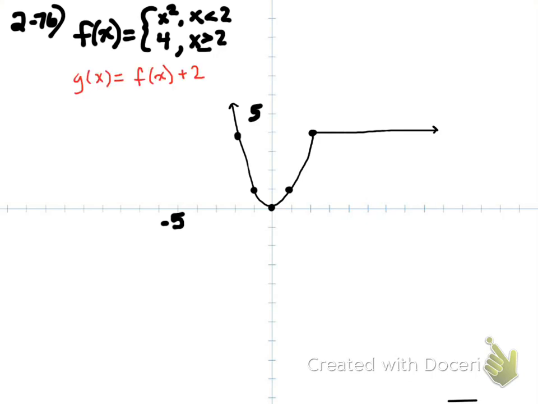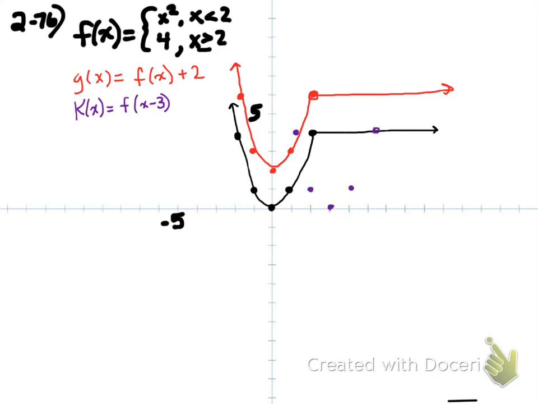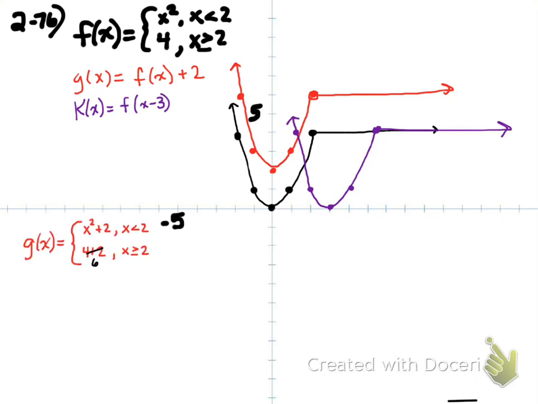g of x says to take that f function and move it up 2 units. So I am literally just moving every single one of those points up 2 units, and then the 4 is just going to become a 6 now, and then it's just going to the right. Then I'm now going to take the f function, move it 3 units to the right, so you can see that I'm moving each point over 3 units to the right, and then sketching that, and then also that 4 goes to the right.